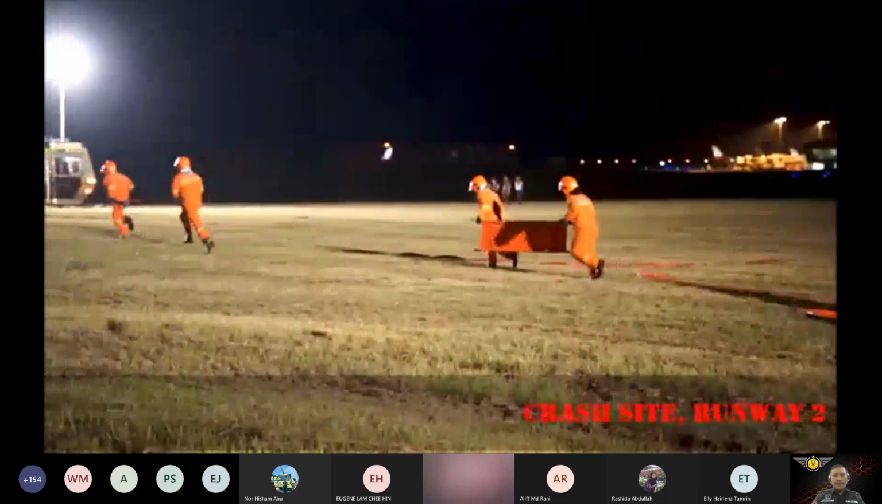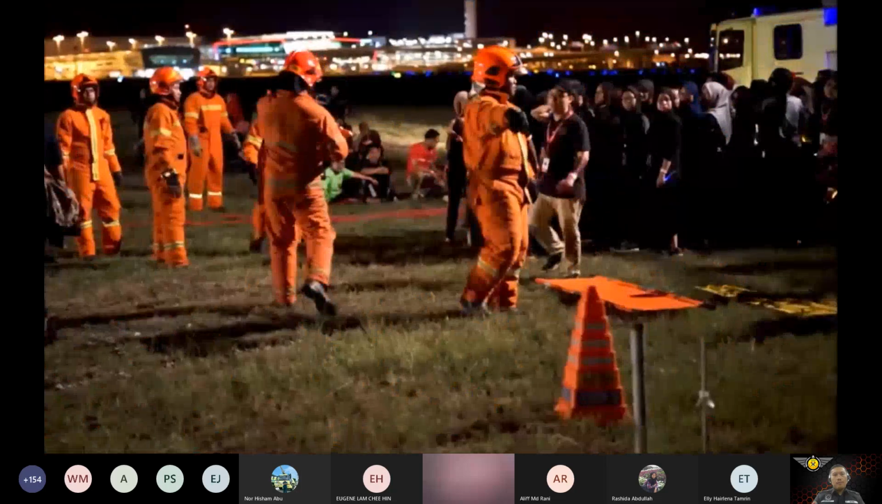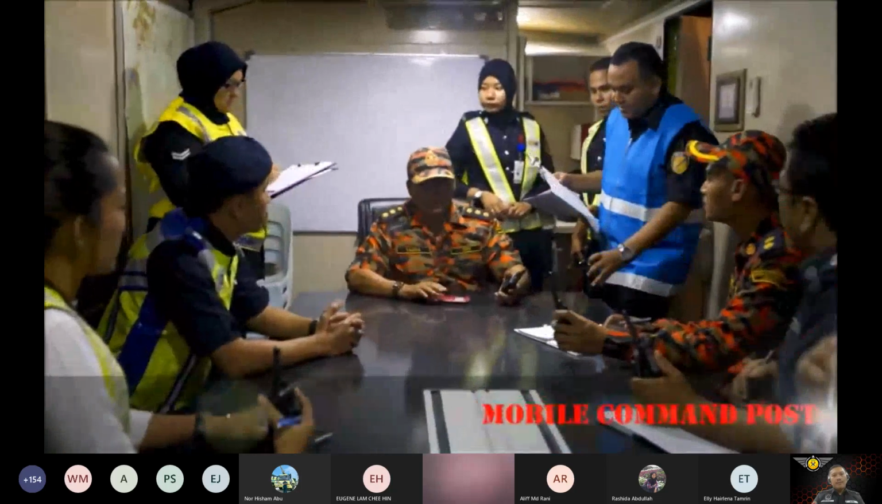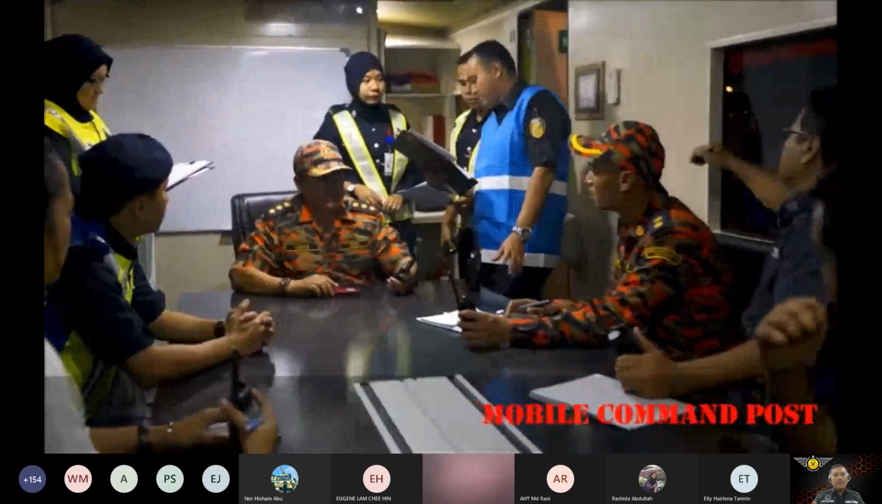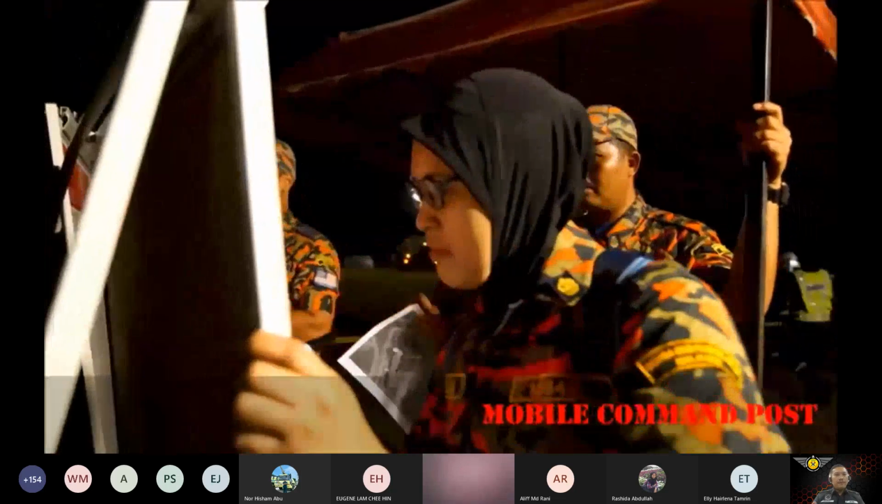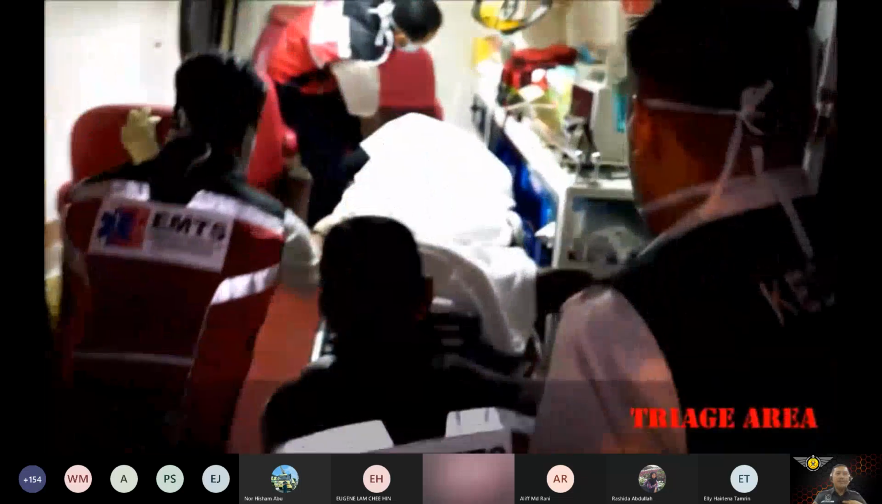Organizing a full-scale exercise during night time is very challenging, especially in managing the role players for casualties, because they will be outside in the open area. They might be facing insects or binatang-binatang berbisa.